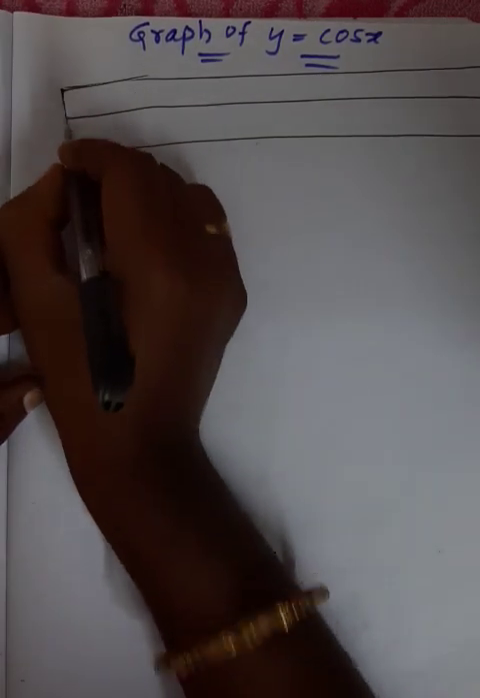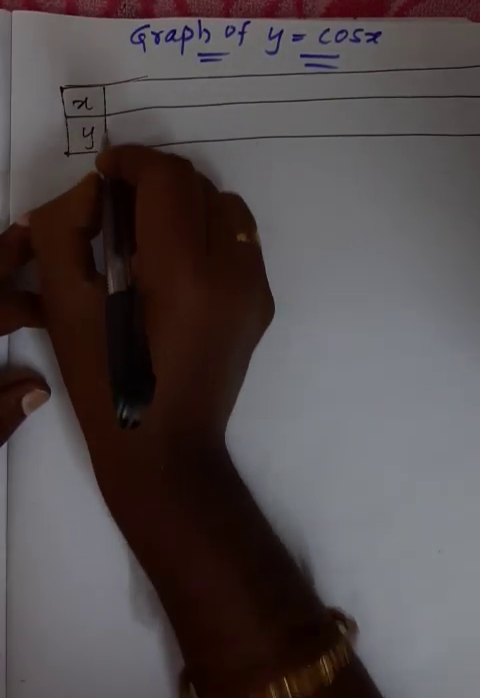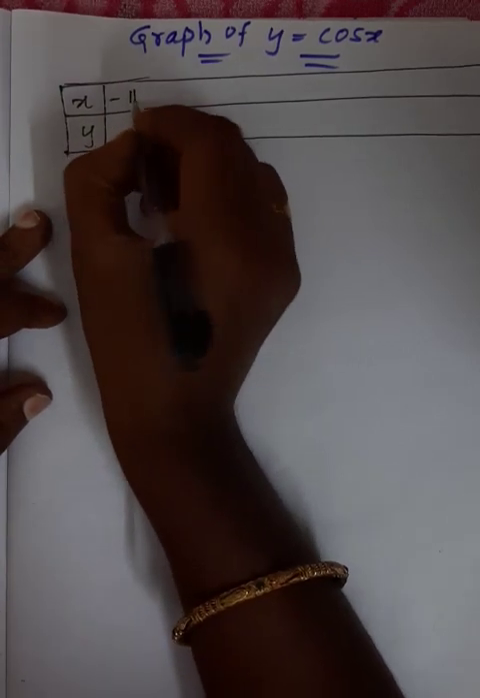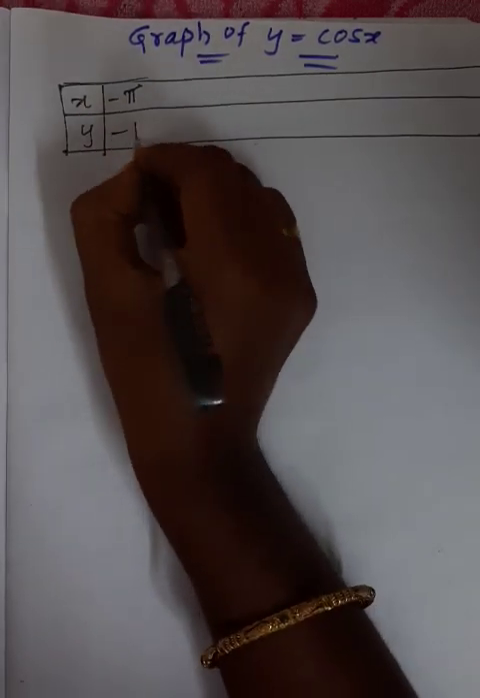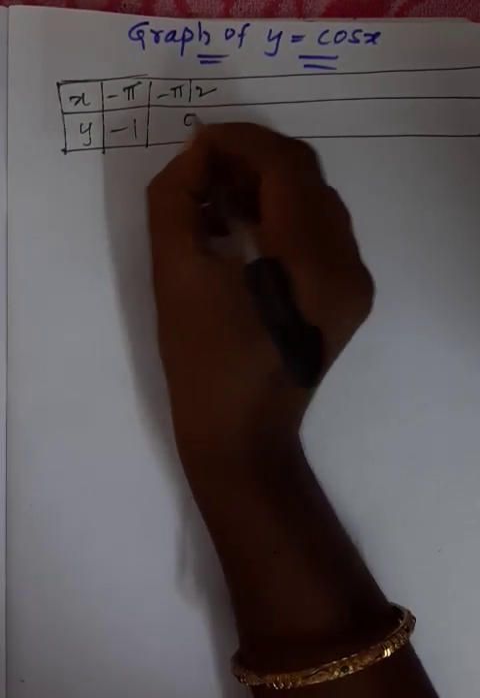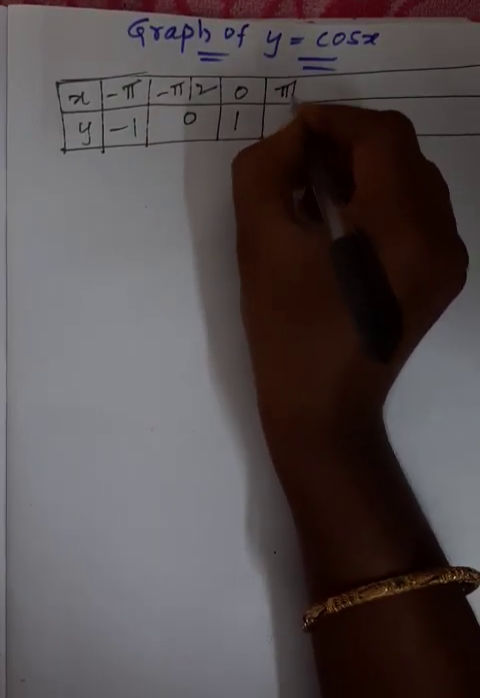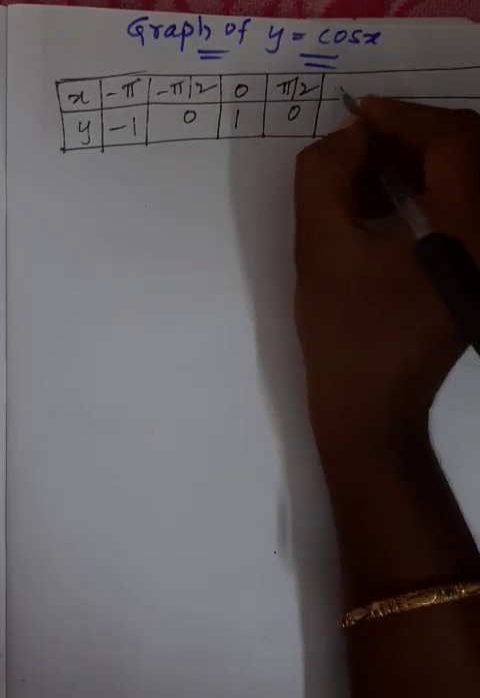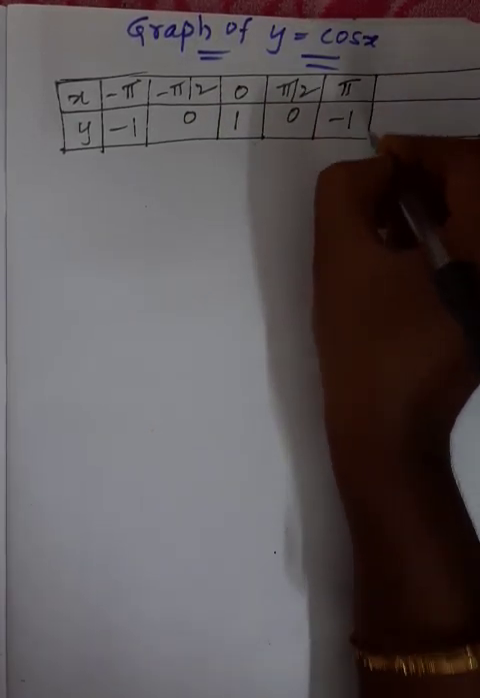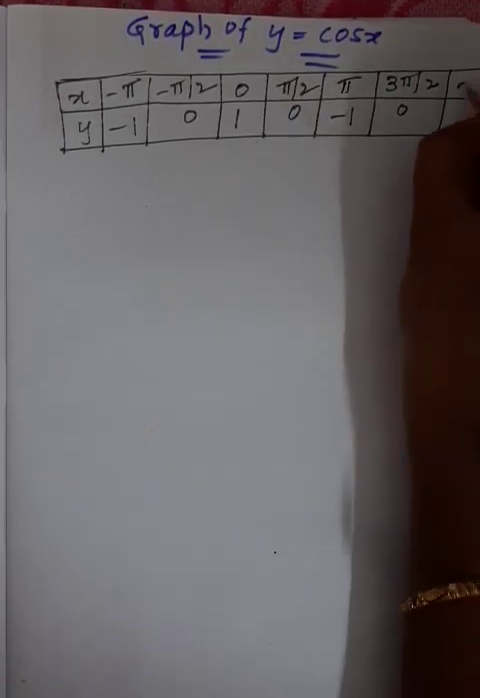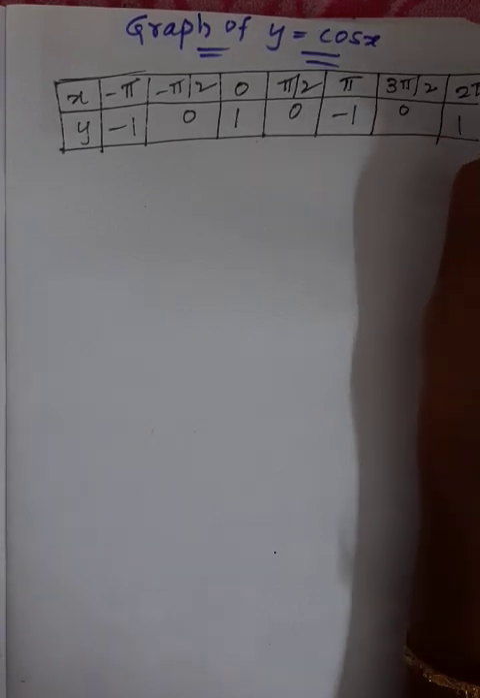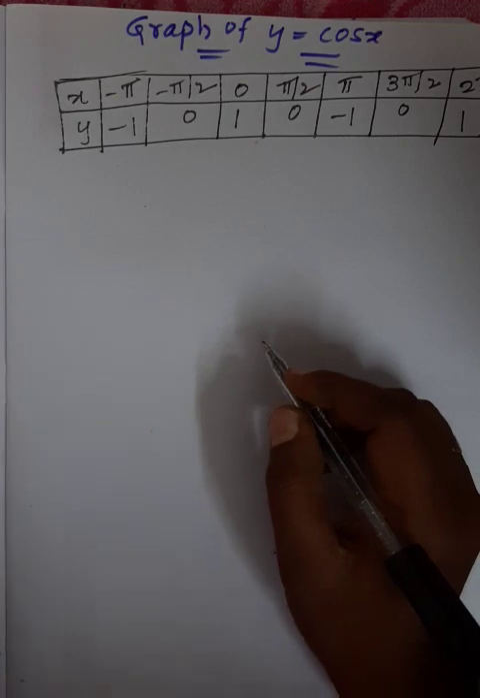This is one table. Here is the x value, and this is the y value. For x equal to minus pi, y is equal to cos of minus pi, which is cos pi, and cos pi is minus 1. Next, minus pi by 2: cos 90 is 0. Next, cos 0 is 1. Cos pi by 2 is 0. Next, cos pi is minus 1. Cos 3 pi by 2 is 0. Cos 2 pi is 1. So here I have considered some values in order to draw the graph.